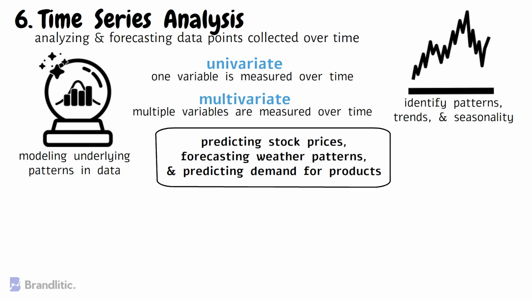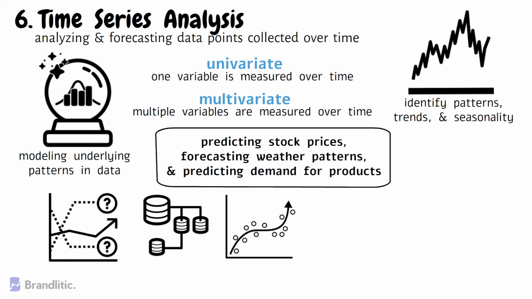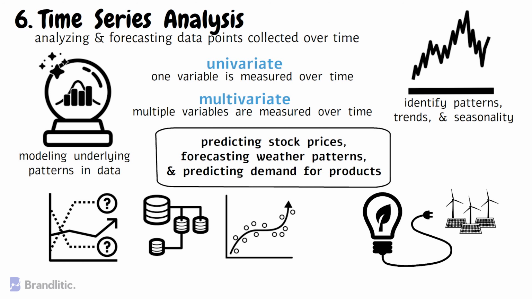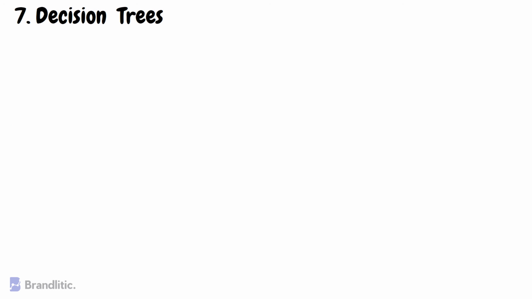It has several advantages, including its ability to capture trends and seasonality in the data, its flexibility in modeling different types of time series, and its ability to provide forecasts and confidence intervals. For instance, a utility company can use time series analysis to predict energy demand based on historic data and weather patterns. Next, number 7, decision trees.